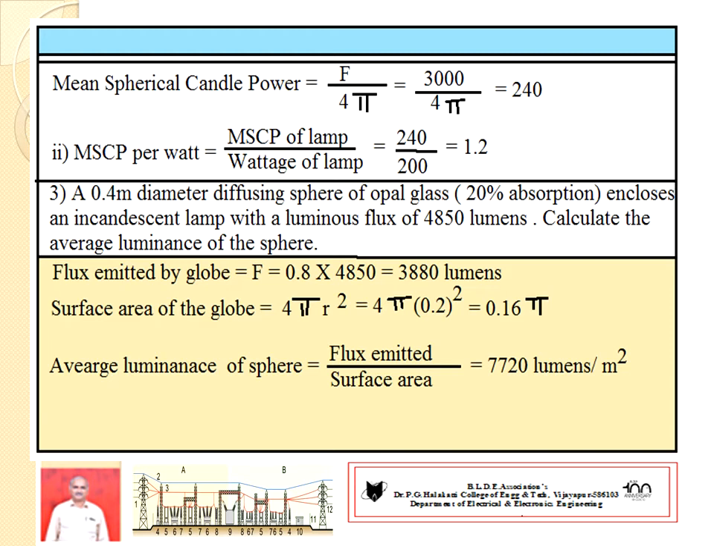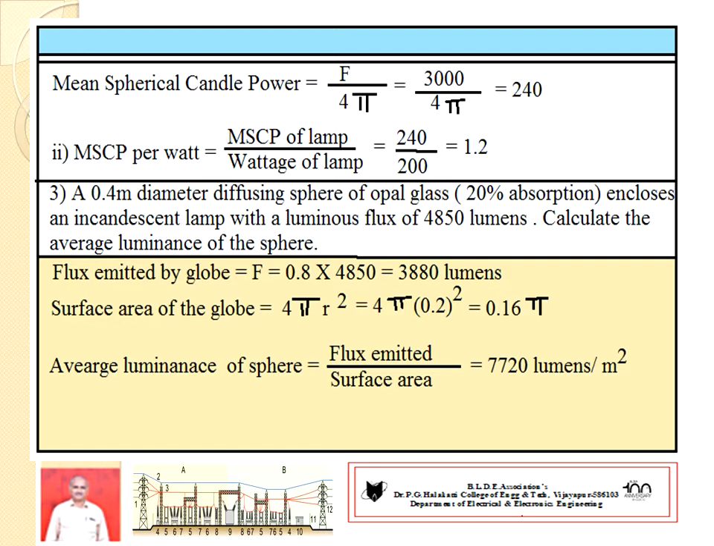So, MSCP equals F divided by 4 pi. It is a standard expression, and lumens is given. So, we are going to get this value as 240. Then the question asked is MSCP per watt: MSCP of lamp divided by wattage of lamp. We are going to get 1.2.